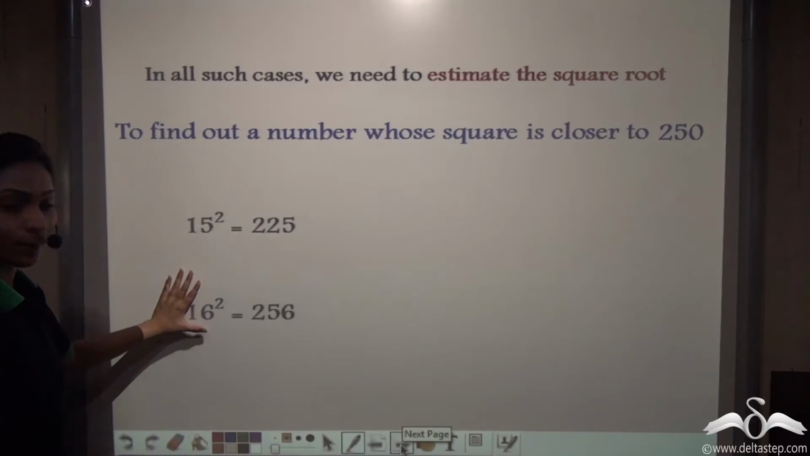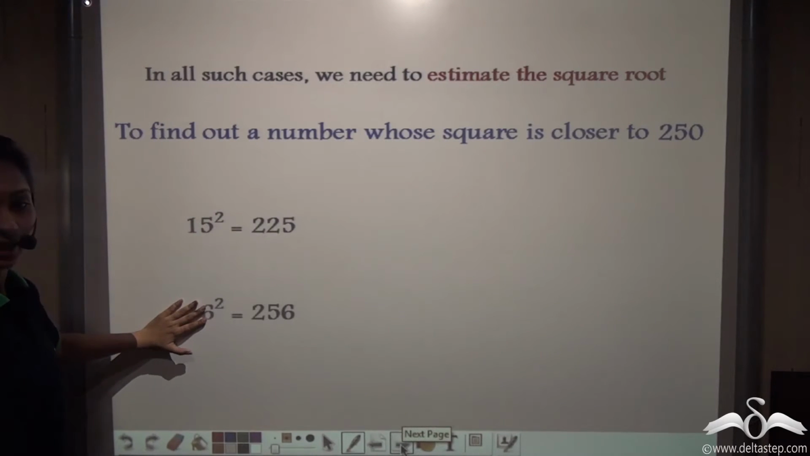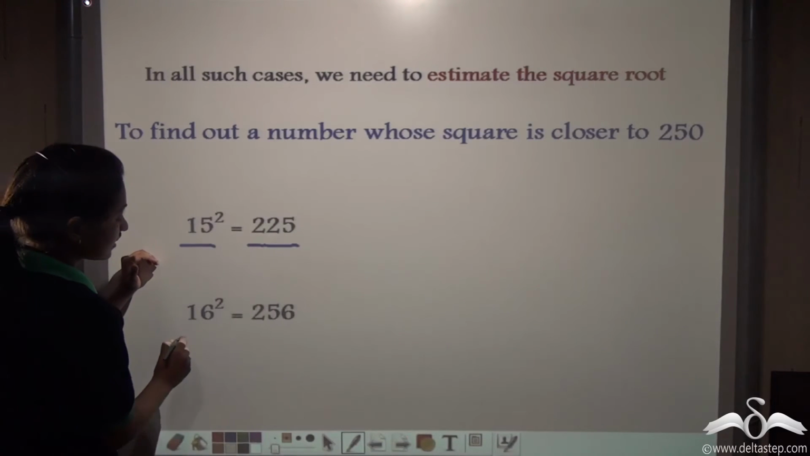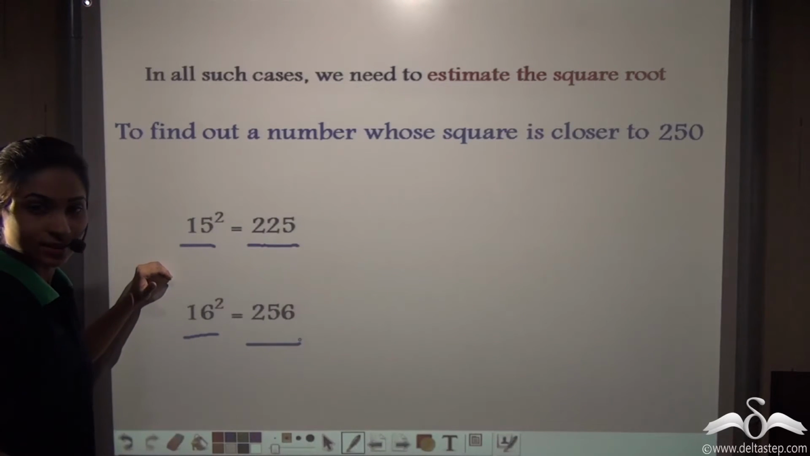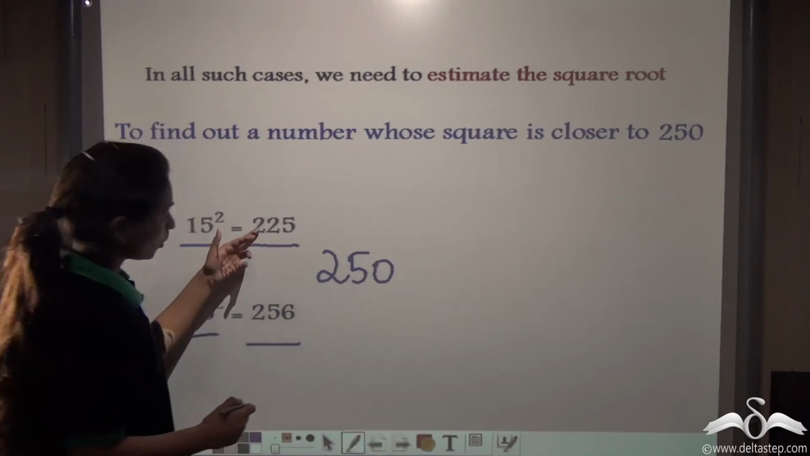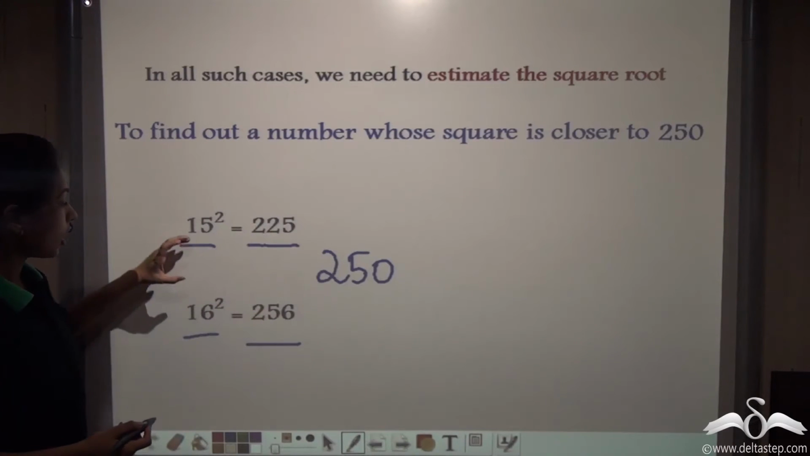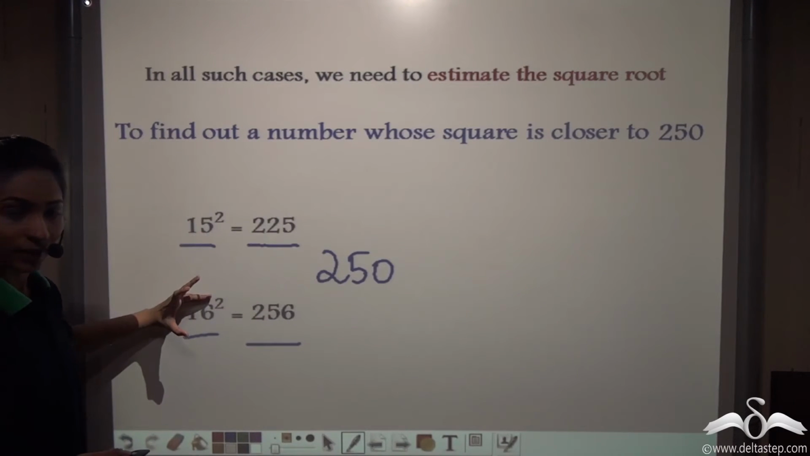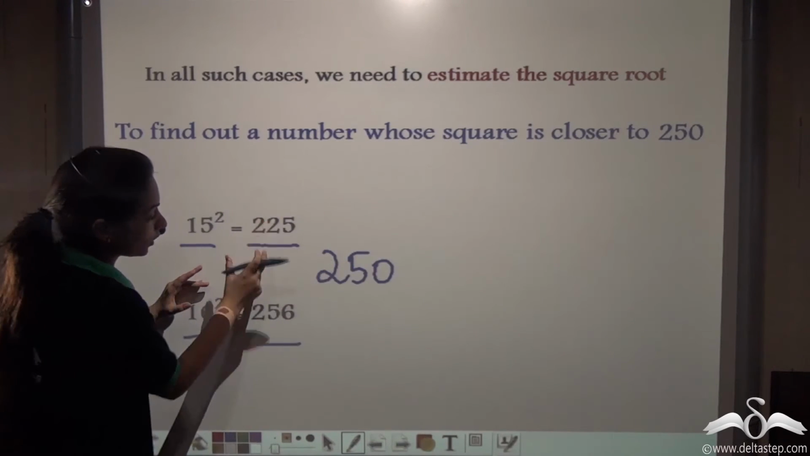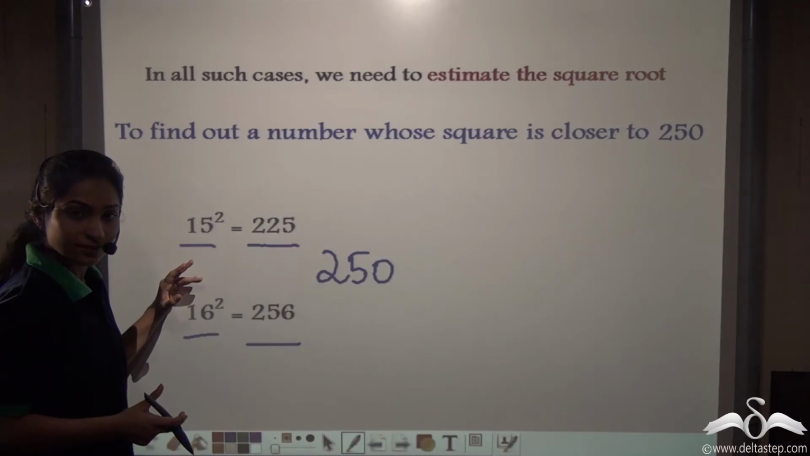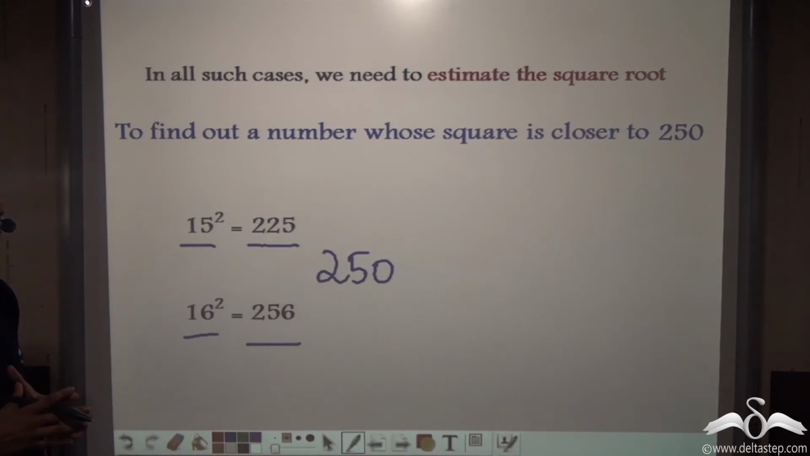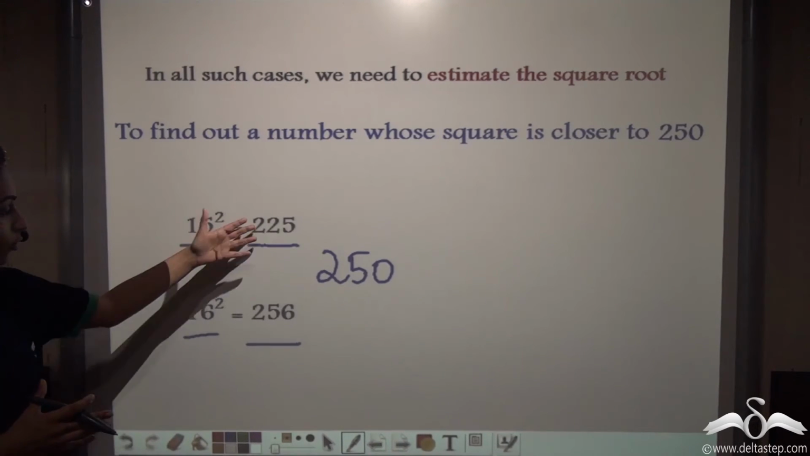So let us take these two numbers, say 15 and 16. Now when squared, we get 15 square as 225 and 16 square as 256. So now you can say that 250 lies between 225 and 256. Now they do not have any perfect square between them. If 250 were a perfect square, then its square root would lie between 15 and 16. But it is not a perfect square. So which number's square is closest to 250? Can you tell me by looking at these numbers?